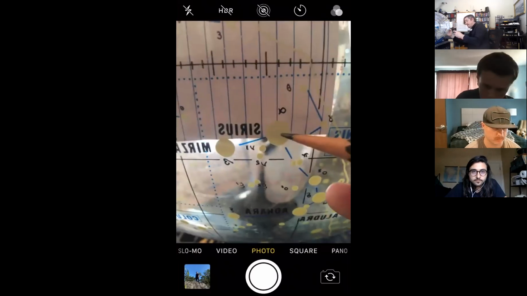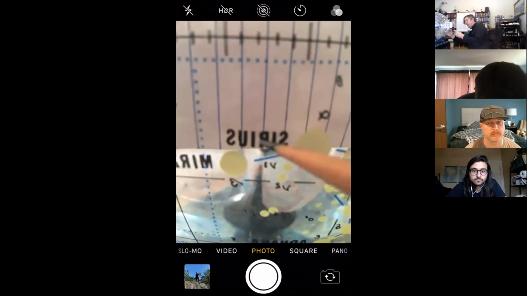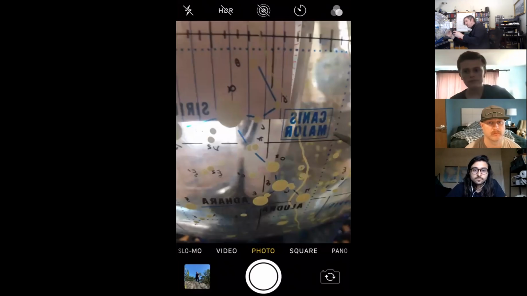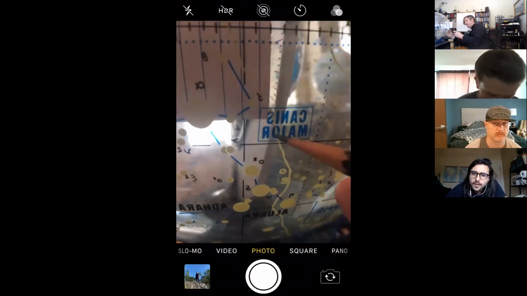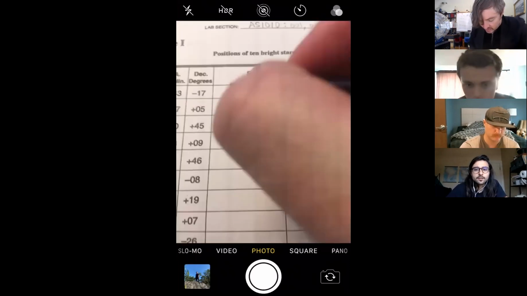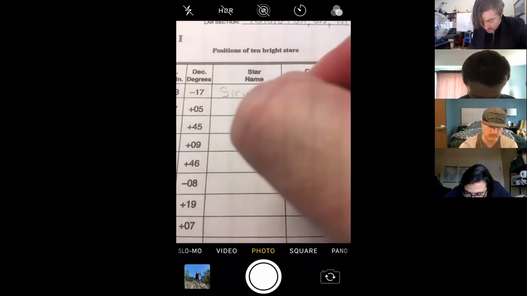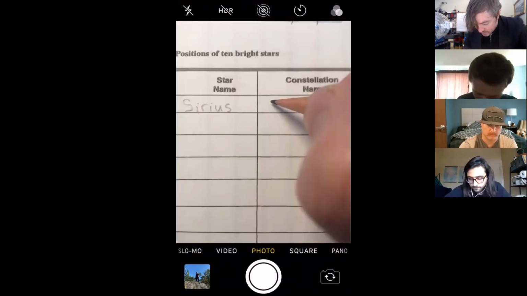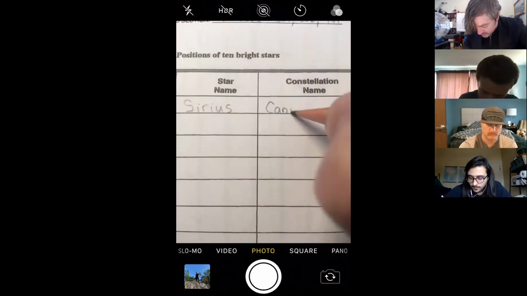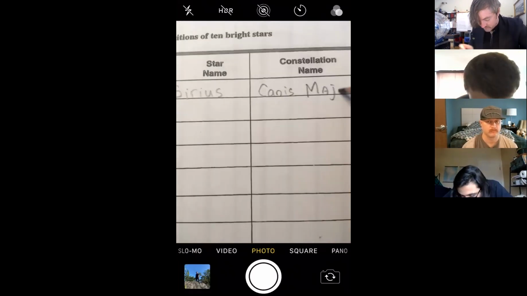What's our star? Sirius. And what's the constellation? Canis Major, the big dog. Sirius is the dog star. It's the brightest star in our sky. Historically known as the dog star because it's in the constellation of Canis Major, the big dog.